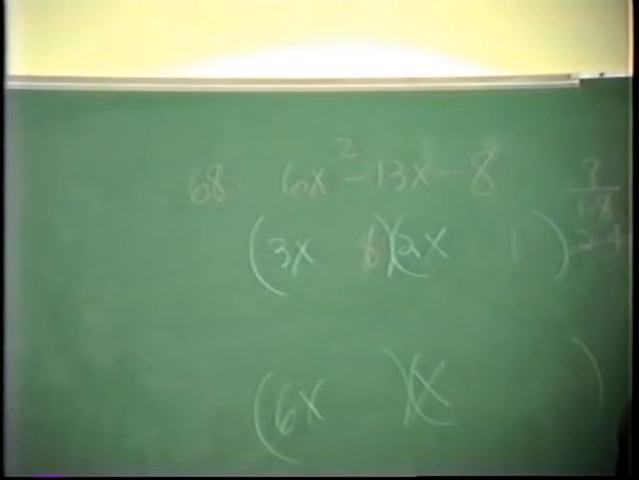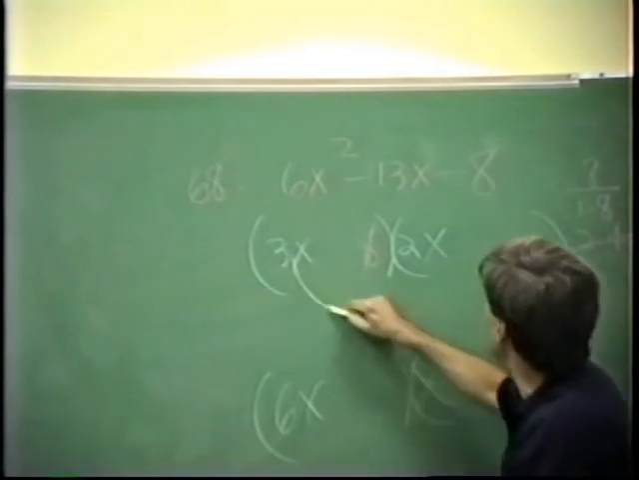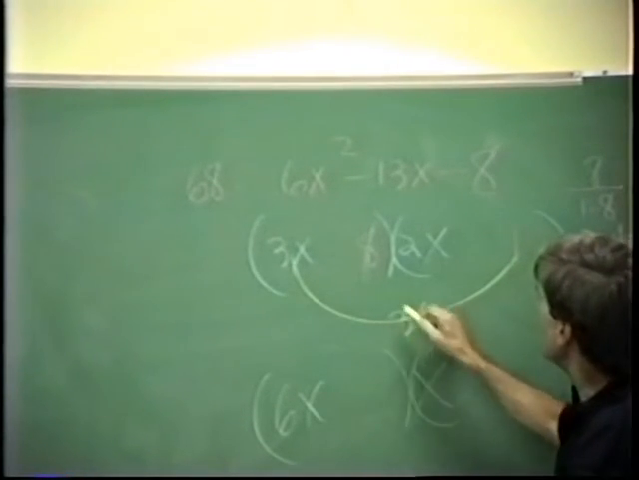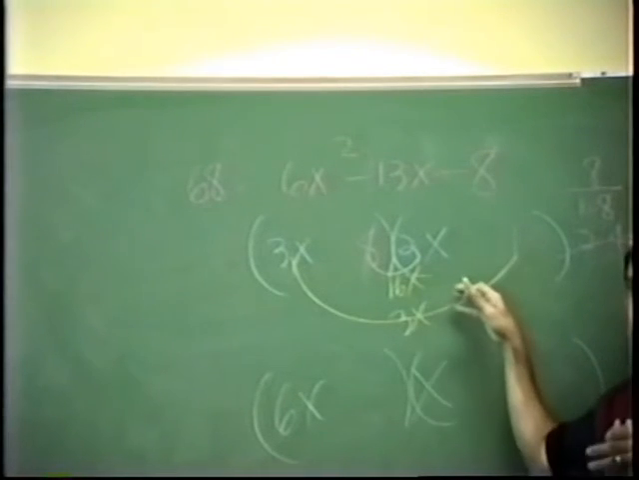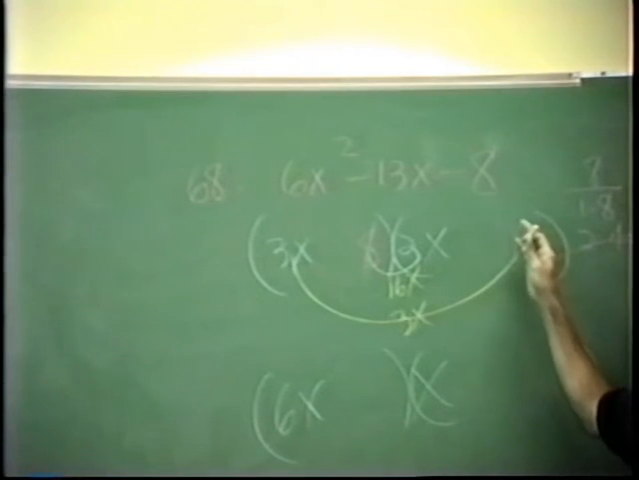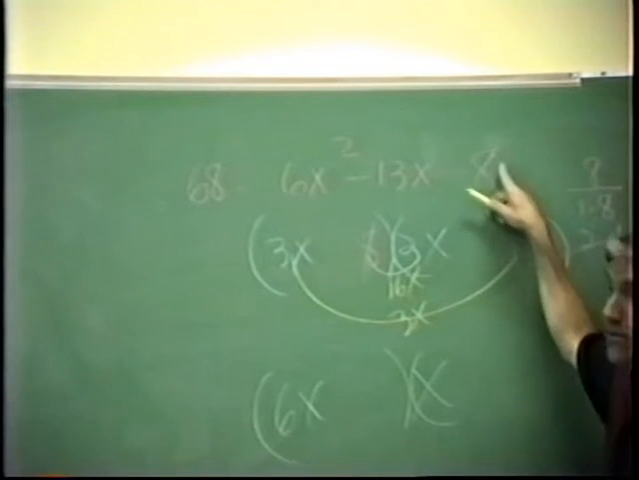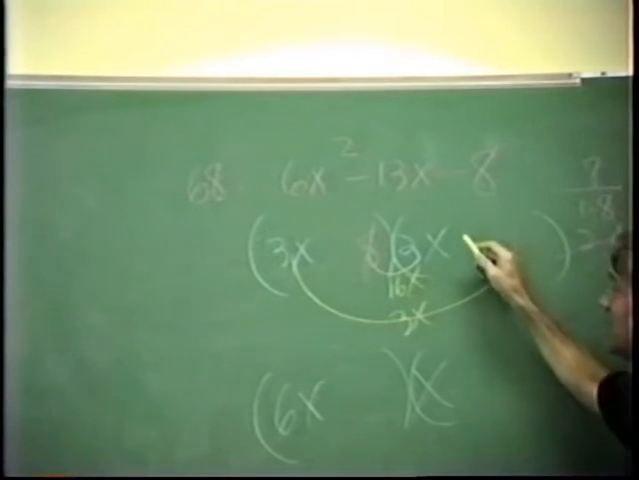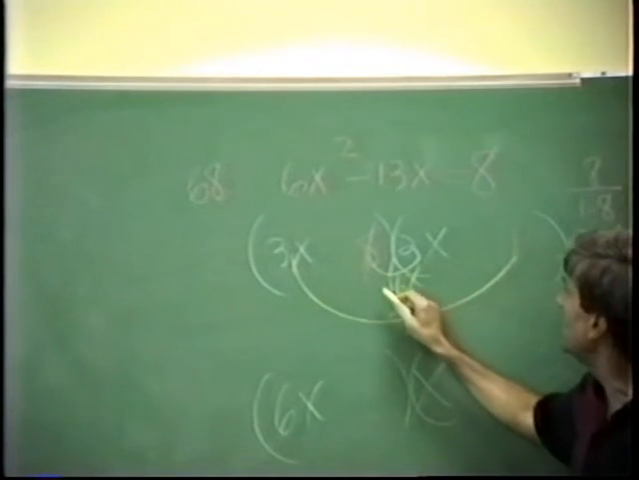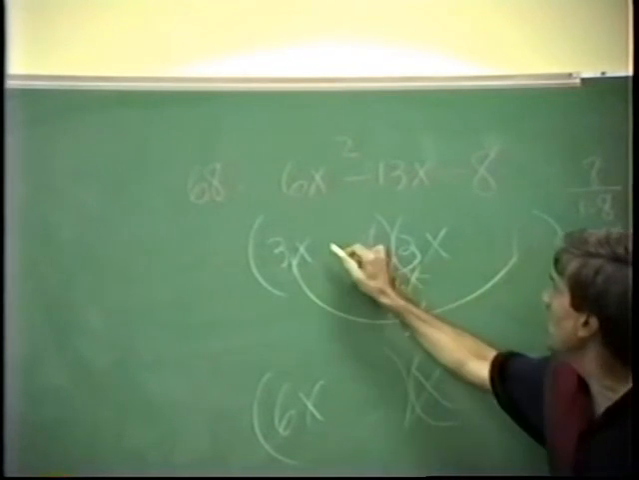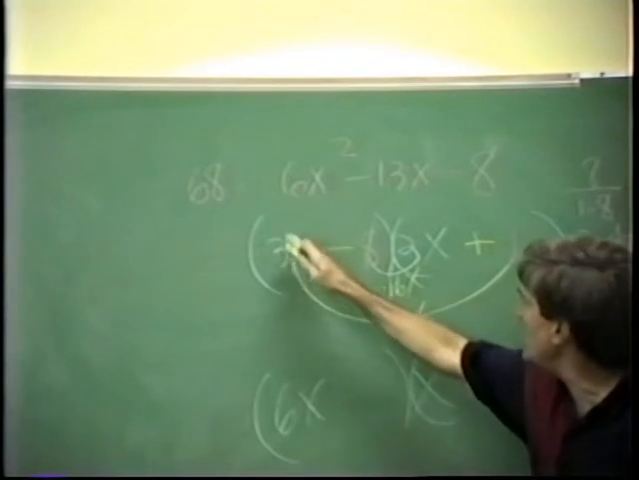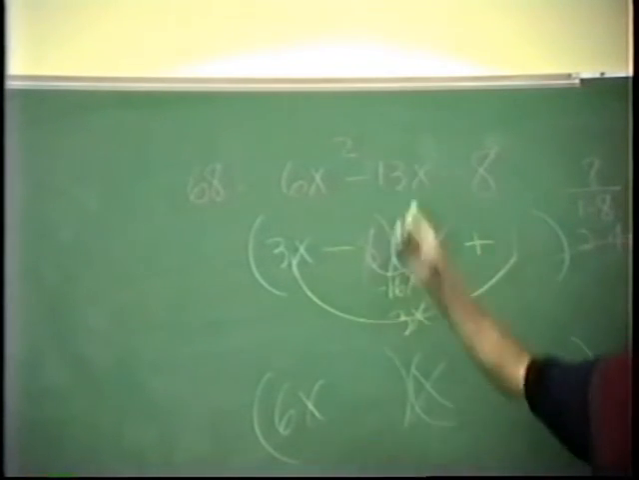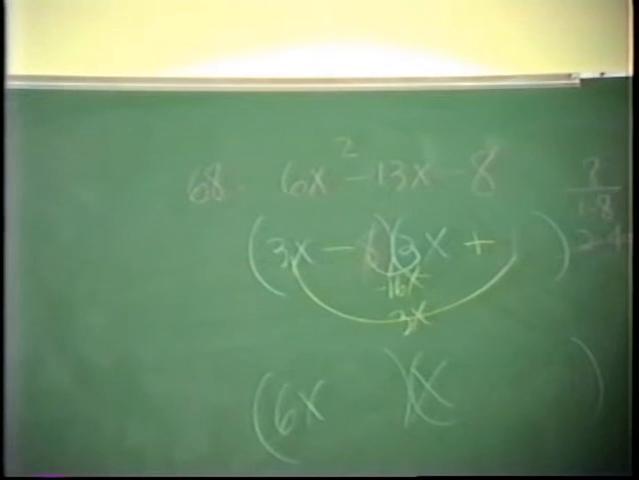Is that going to work? No. What's the outer? How do we check it? Outer times outer would be 3x. Inner times inner would be 16x. Are we adding or subtracting? How do we know we're subtracting? Because of the negative 8, right? So we are subtracting. That means it's going to have to be which one negative? Negative 16. So we'll make it a negative 8 and a positive 1, which makes a positive 3x. And sure enough, it gives you negative 13x. Okay, is that clear? All right.